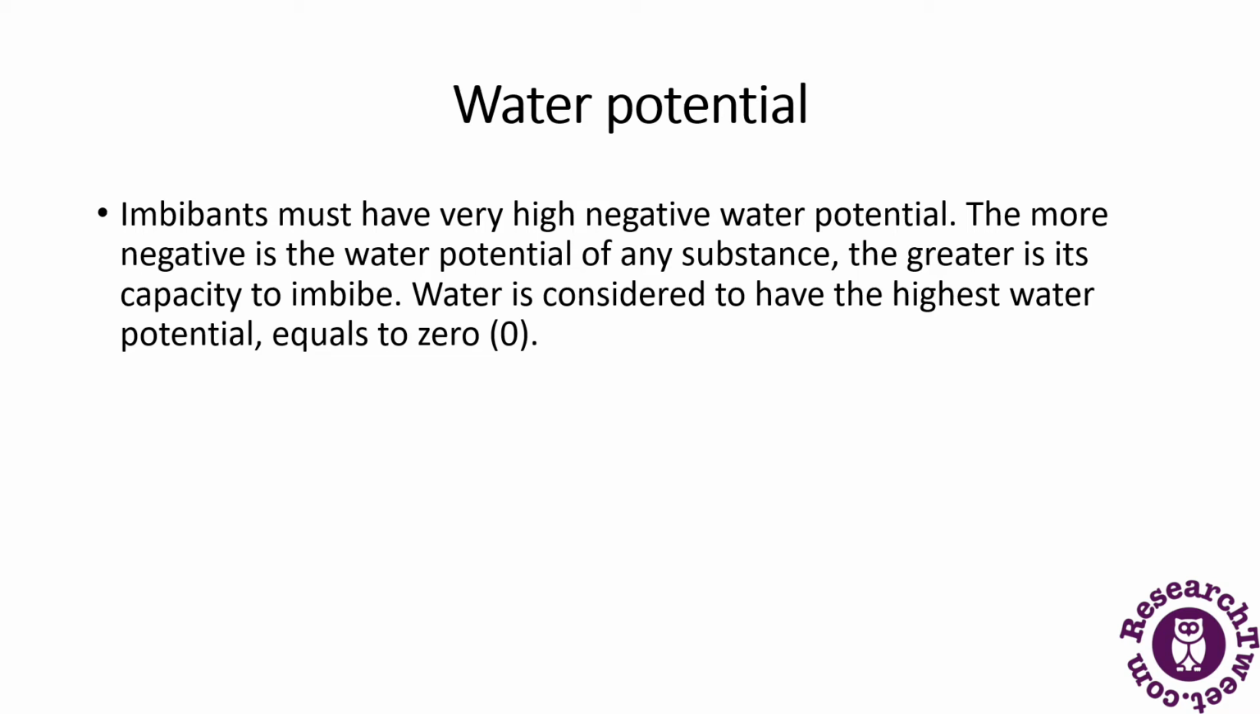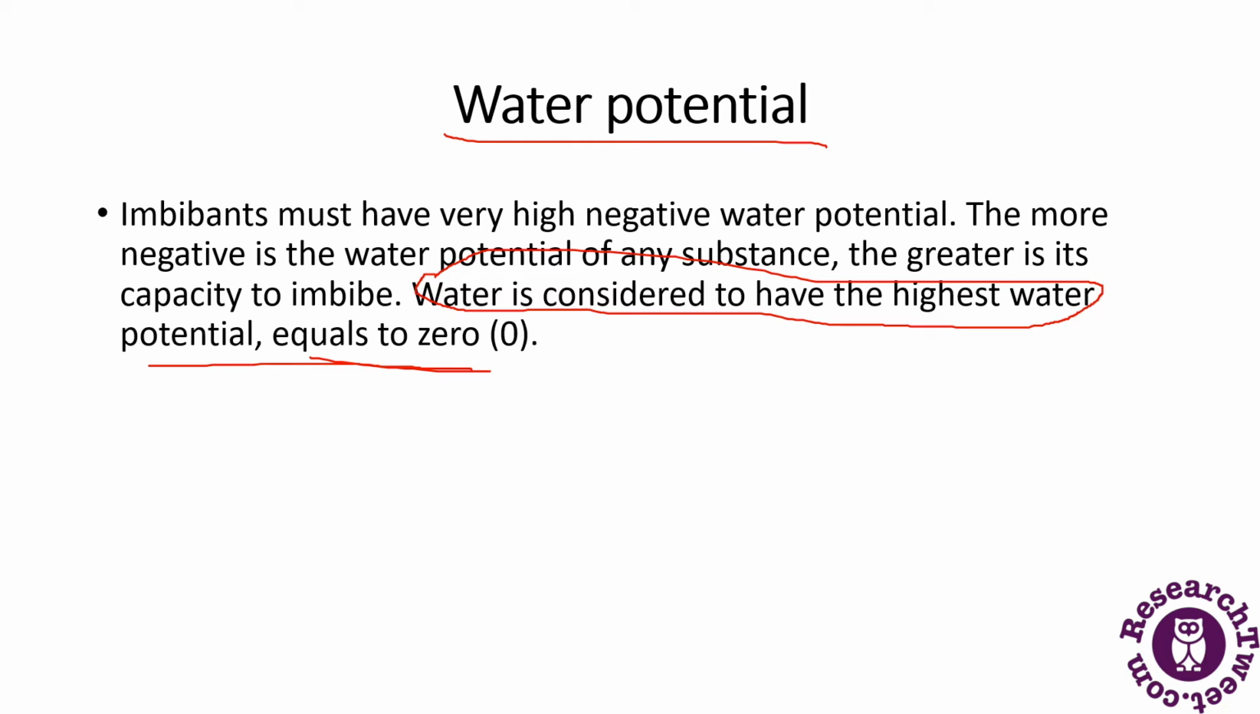Imbibants must have a very high negative water potential. The more negative the water potential of any substance, the greater is its capacity to imbibe. Water is considered to have the highest water potential, which is equal to 0. So this is about the water potential, which affects the imbibition condition.